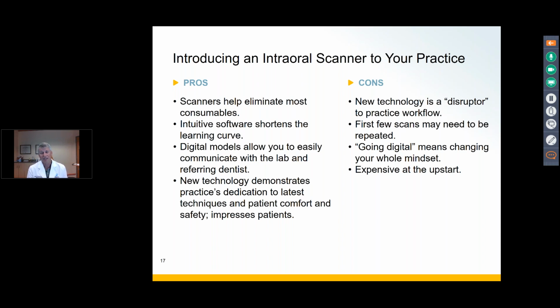Moving to the cons list, I guess you have to consider that any new technology in your practice could be a disruptor to practice workflow, and that goes for digital scanning at first. The first few scans may need to be repeated. Obviously, that might be something that costs you a little bit of time on the front end, but certainly well worth it. Going digital means changing your whole mindset. Instead of running to grab the alginate, you've got to schedule and have somebody capable of scanning and have them available at a moment's notice. So it can be some expense at the upstart, but then you win out, as we'll soon see, with the return on investment overall.